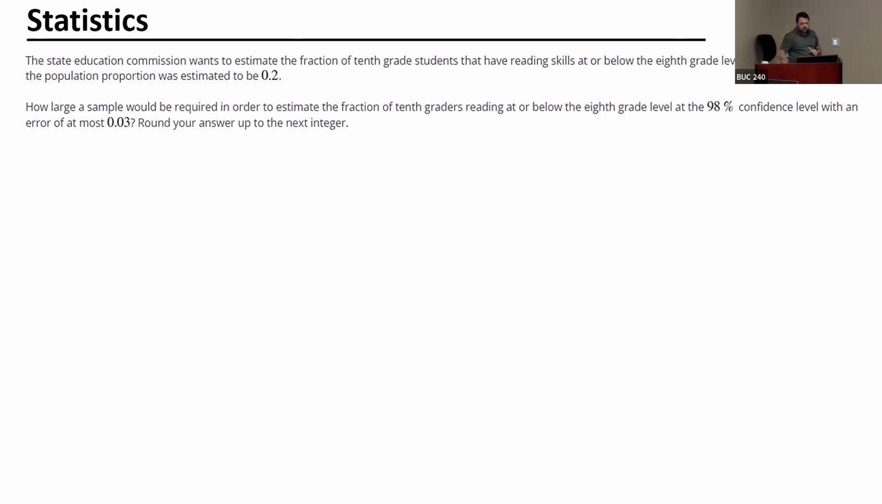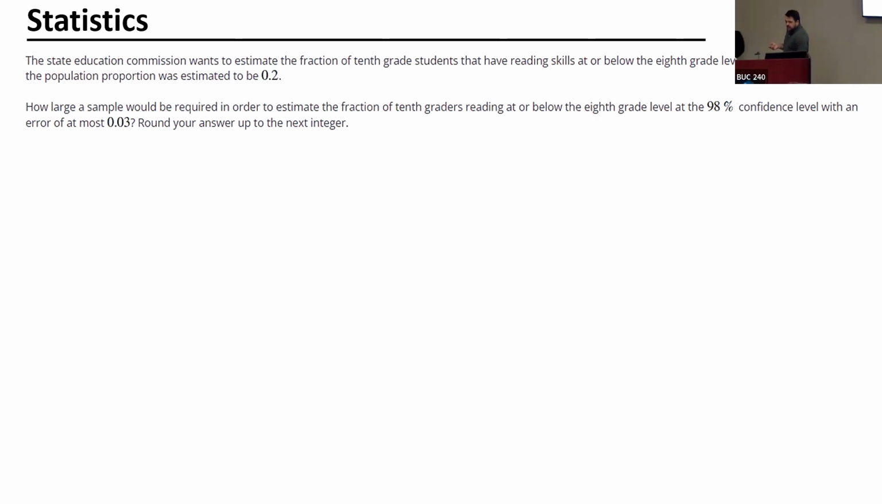The State Education Commission wants to estimate the fraction of 10th grade students that have reading skills at or below the 8th grade level. In an early study, the population proportion was estimated to be 0.2. How large of a sample would be required in order to estimate the fraction of 10th graders reading at or below 8th grade level at a 98% confidence level with an error of at most 0.3? Round your answer to the next integer.